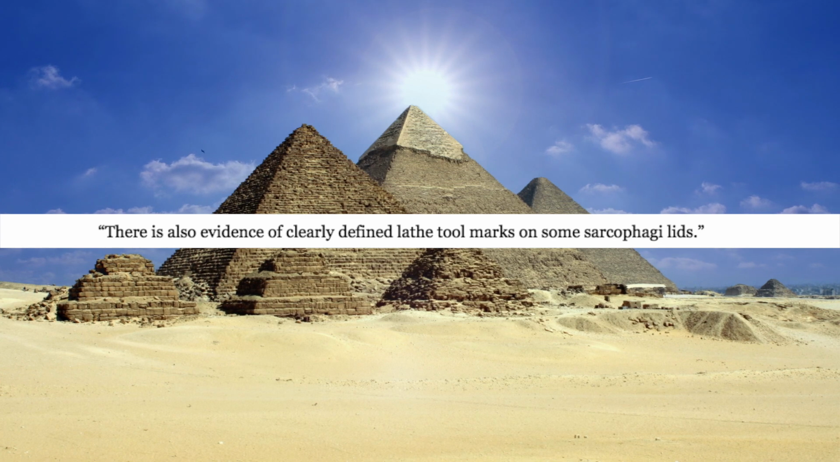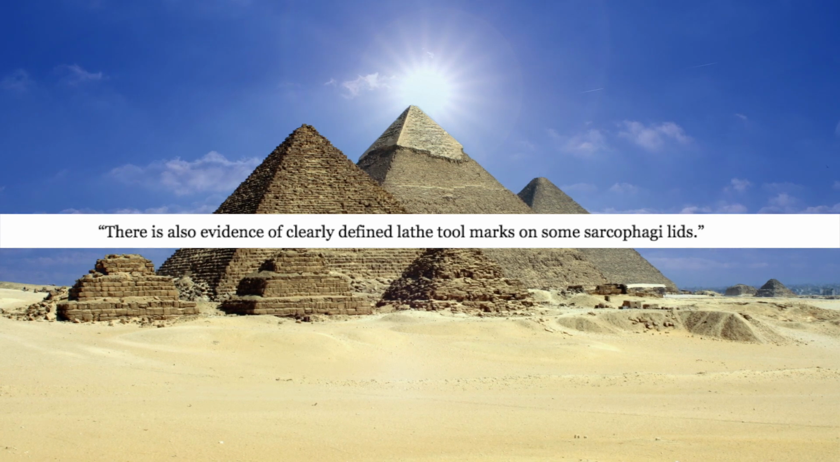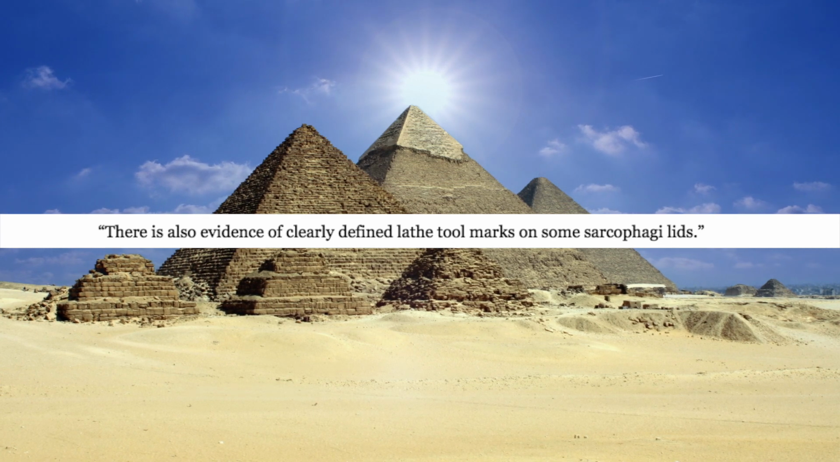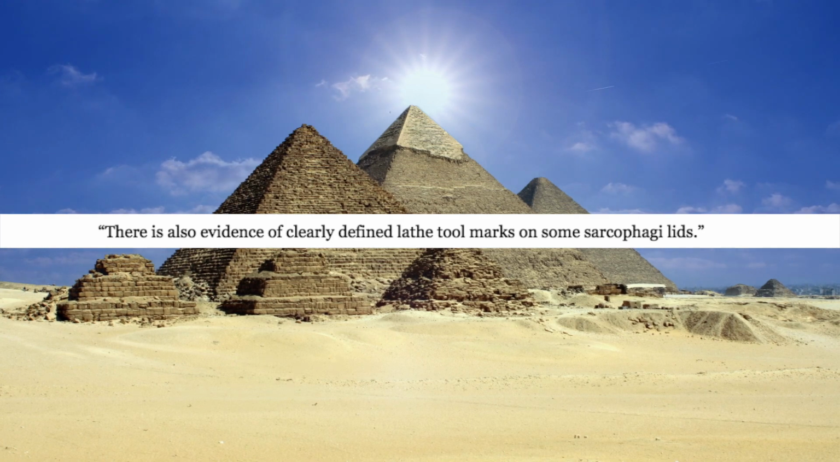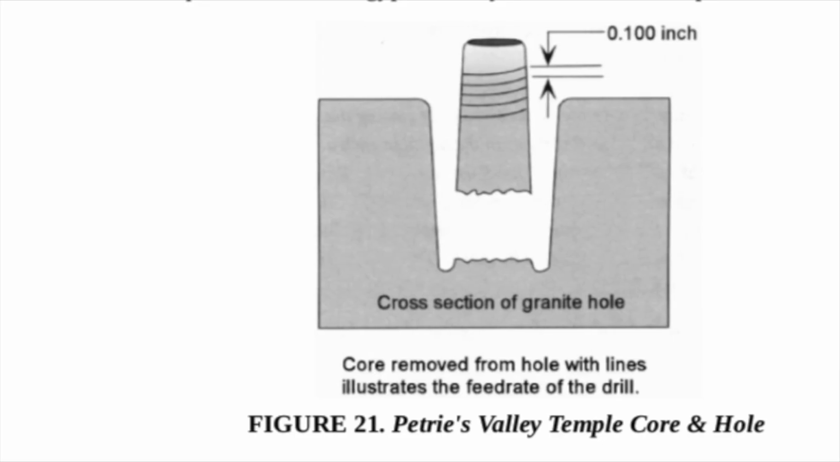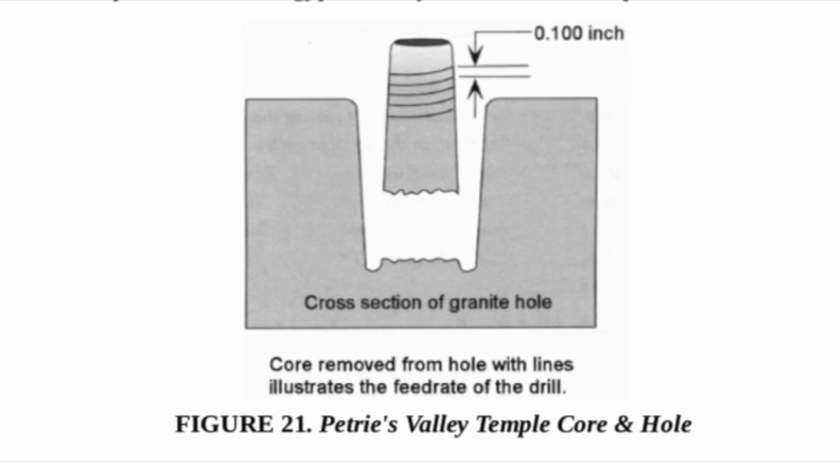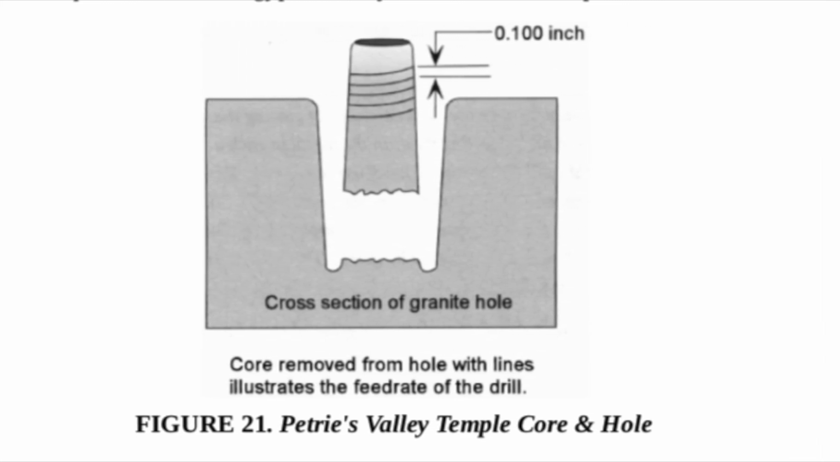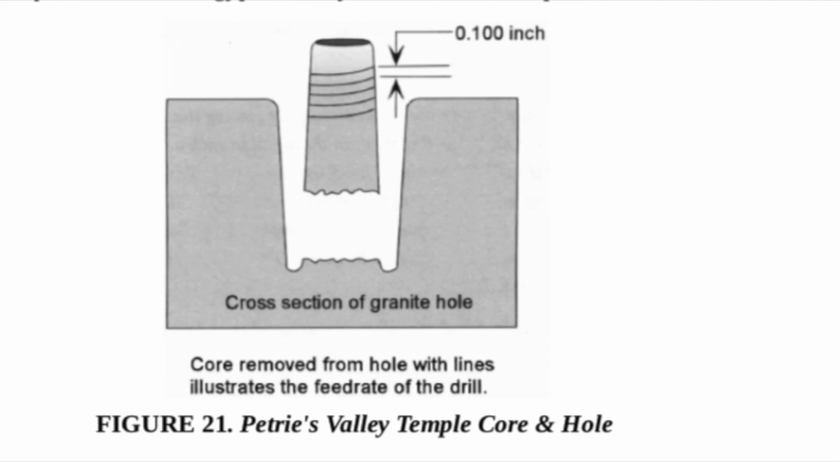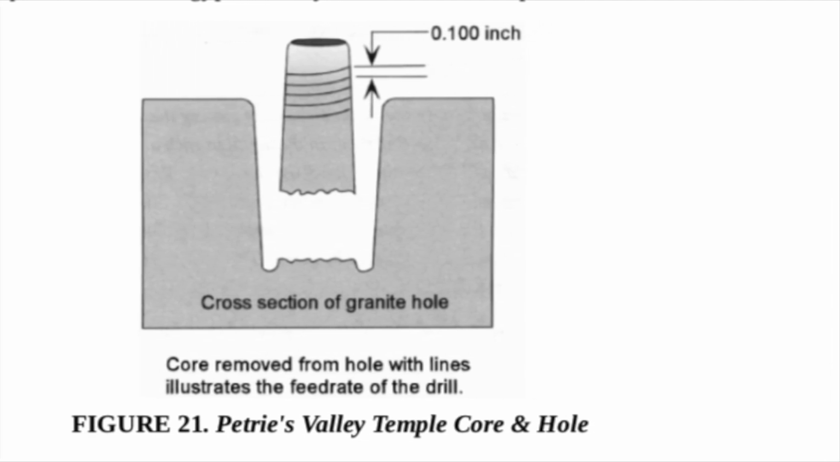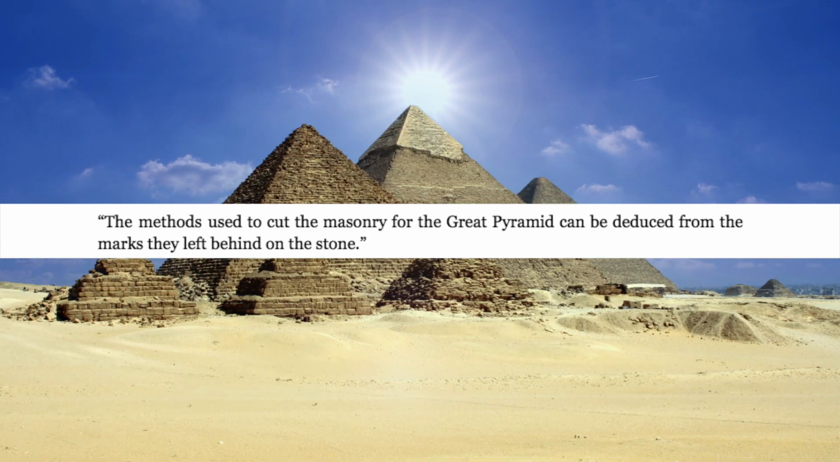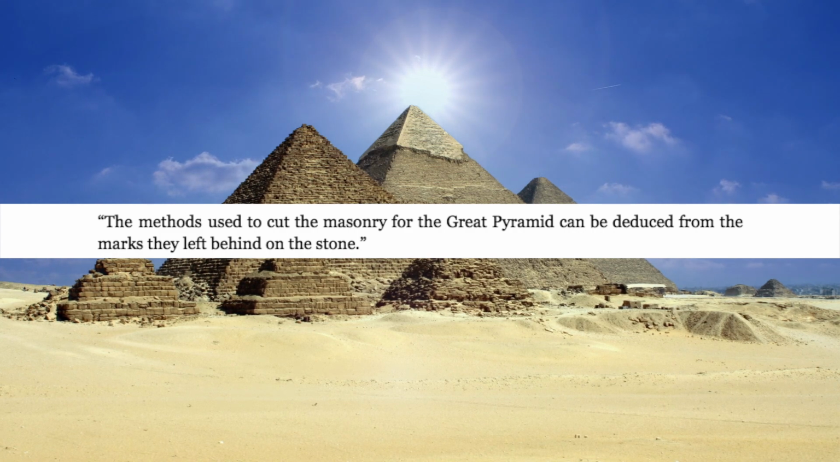Dunn writes, "There is also evidence of clearly defined lathe tool marks on some sarcophagi lids." Dunn proposes that perhaps we are looking in the wrong place for the answers. Instead of looking at what cut the rock, we should indeed be looking at what mechanisms were in place to guide those cutting tools. In his own words, he proposes, "The methods used to cut the masonry for the Great Pyramid can be deduced from the marks they left behind on the stone."